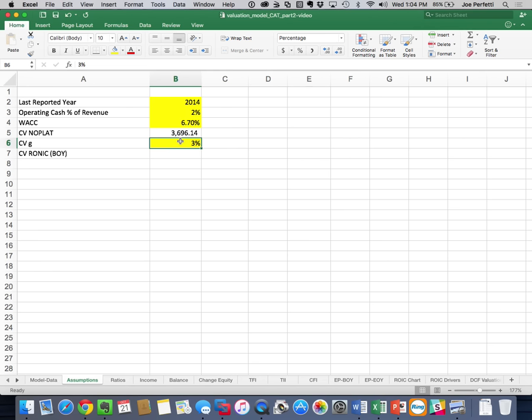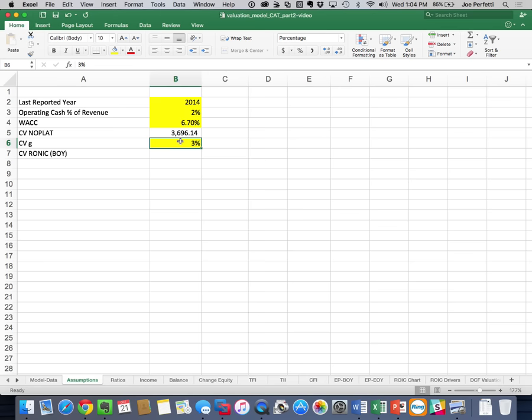The reason I'm using 3% as a starting point is for mature companies, the assumption is they generally will grow at the rate of the economies. U.S. and European economies for the last 100 years have grown about 3% annually, so we're going to use 3% as a starting point. We can always change it later, but that's why we're going to start with 3%.